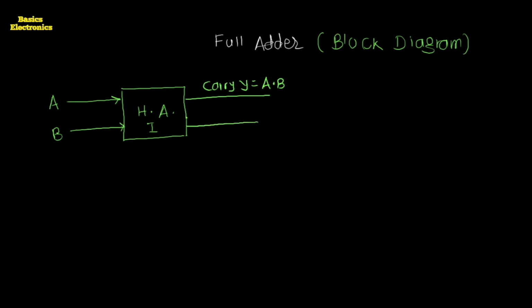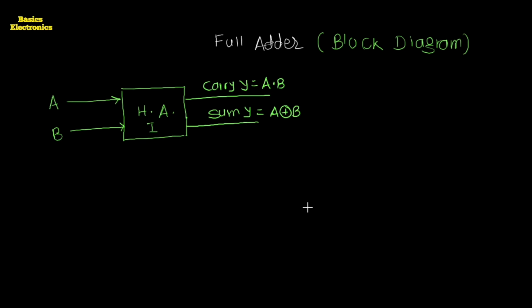The second output is the sum output. I am going to write it here: the sum output is Y equals A XOR B. These two are the outputs of the first half adder.